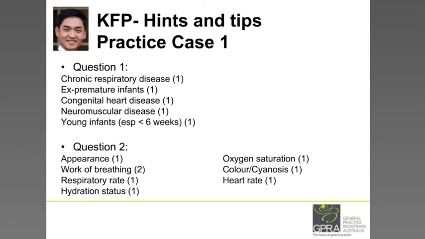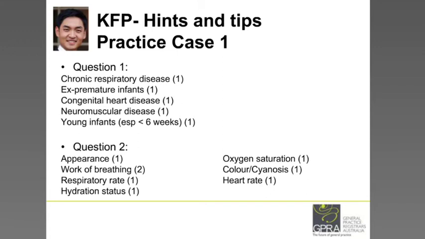The chronic respiratory disease, some people had put down CF, and that would be very appropriate. Chronic lung disease, yep. Prematurity is also a strong one. Congenital heart disease, and those infants who are particularly young. A lot of people put family history of asthma. That, according to my source in terms of the Royal Children's Hospital as well as the New South Wales health guidelines, is not classed as a risk factor for severe bronchiolitis, nor is smoking in the family.